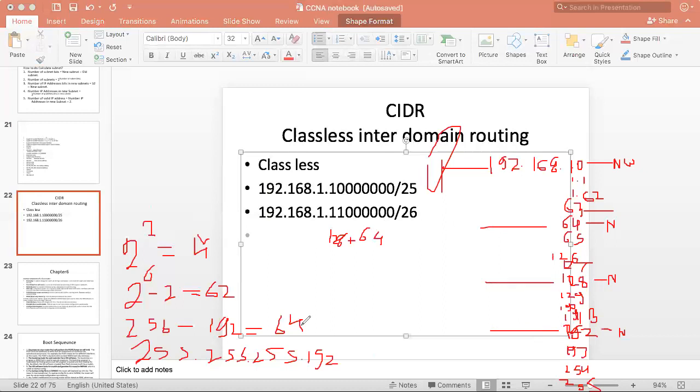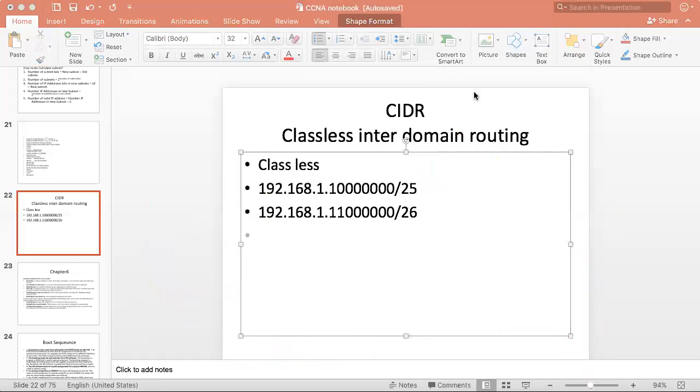But what if any customer needs 30 IP addresses or less than that? If you do the half, it automatically becomes 32. So slash 27 will make it 32. So this was slash 26. Now let's do slash 27. So this 26 is clear, right?